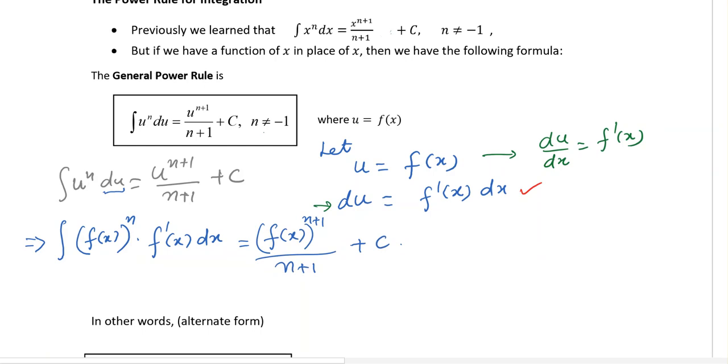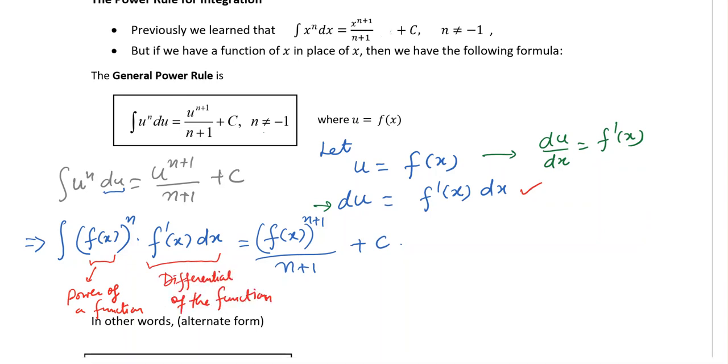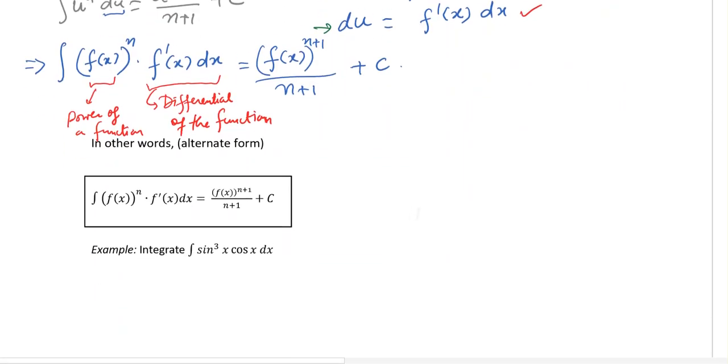Whenever you see this form, where you have a power of a function and the differential of the function, we can simply increase the power of the function by 1 and divide by the new power, plus c. So if you recognize this form, you can directly do your questions in one step. Thus, this is our new alternate form.